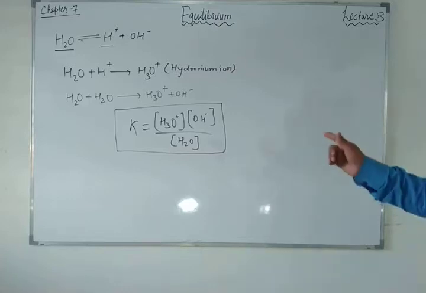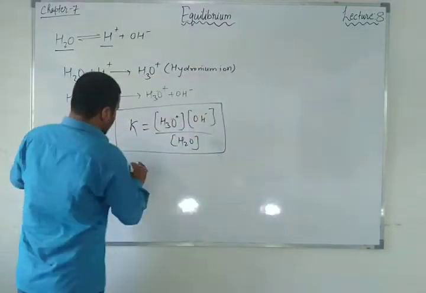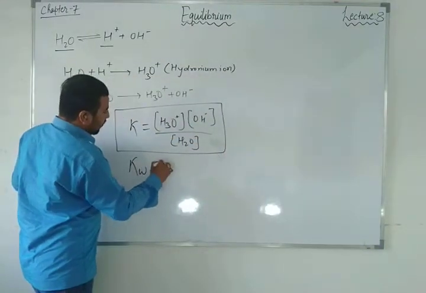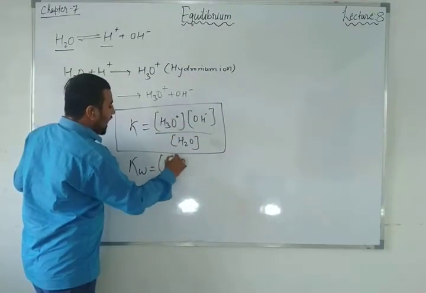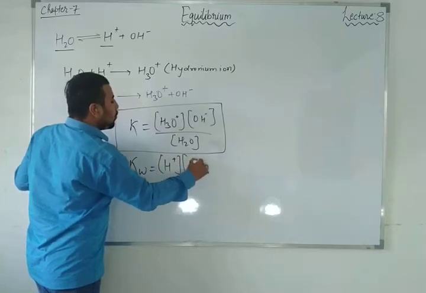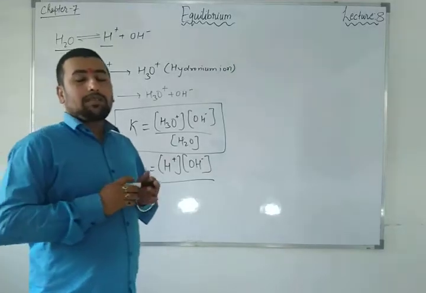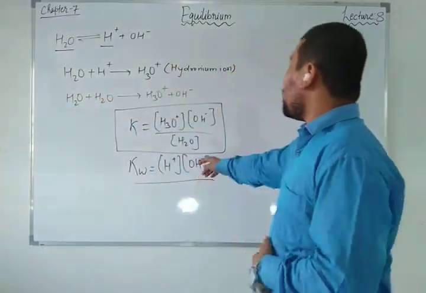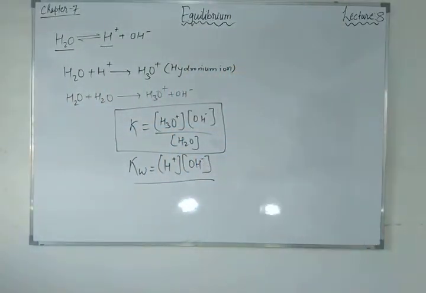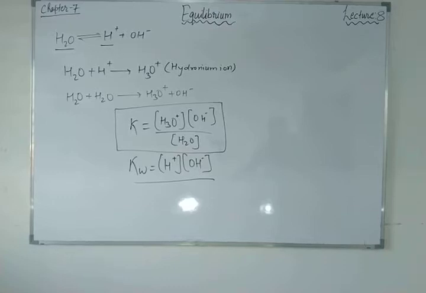What is the ionic product of water? Can you tell me? The ionic product constant of water here will be H plus and OH minus, because water splits into these. So this is the ionic product constant of water. That's why I have written Kw there. Kw means the water constant. So the ionic product of water, you have seen, is H plus times OH minus.